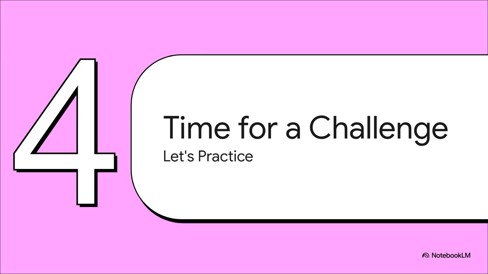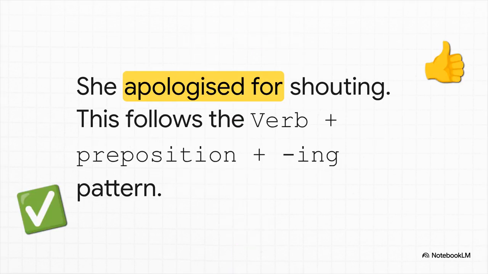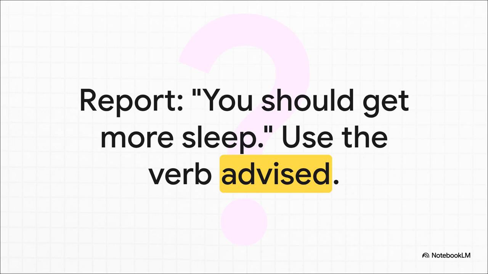All right, enough theory. You've seen the patterns. Now it's time to put that knowledge into practice. I'm going to show you a sentence in direct speech, and your job is to report it using a specific verb. You ready for this? First one up. The original sentence is, I'm sorry for shouting, and you need to use the verb apologized. So how would you transform this? Think back to that ing pattern we just looked at. Yes, exactly. She apologized for shouting. The verb apologized is followed by the preposition for and then the gerund, shouting. Perfect. You got it.